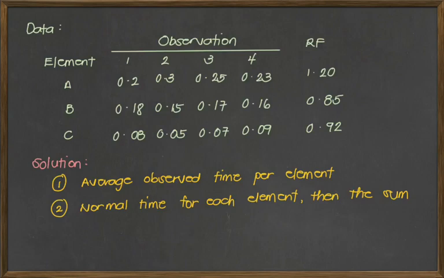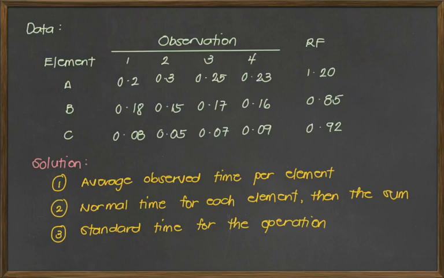So once we have obtained the average observed time, we will be multiplying the average observed time by the rating factor for each element to get the normal time. And again, since the operation consists of 3 elements, we need to get the sum of the normal time of those 3 elements for us to be prepared for the solution of your standard time. And finally, the third step is to get the standard time for the operation.